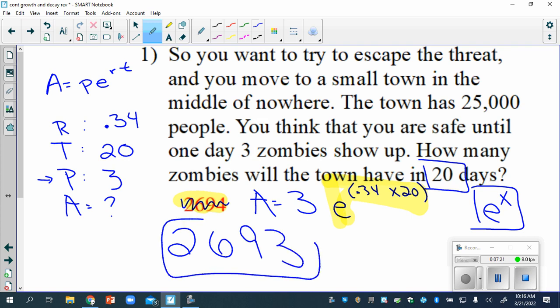2,693 zombies. Why did I say 93 instead of 94? You don't round up on zombies or people or animals. It's creepy. Well, I guess, on zombies, you could have half the zombies, right? You could just have the top half and you could just be crawling. That would be possible. Can you do number 2 with your table mates?